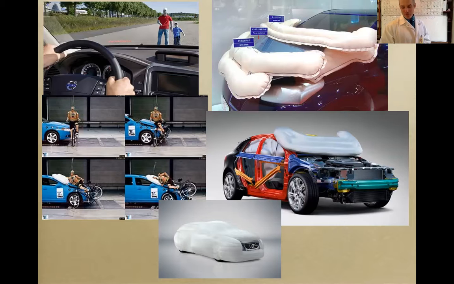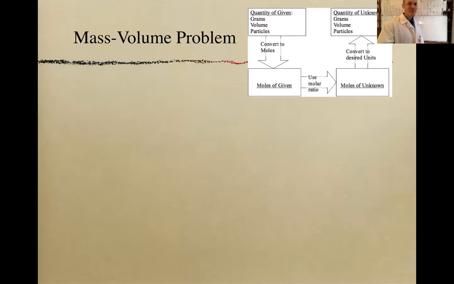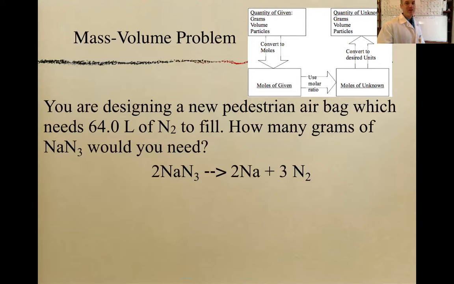But let's say you're working for Volvo and they have a job for you where they need you to develop an airbag system for their new car. What they tell you is that you have a pedestrian airbag that requires 64 liters of nitrogen. So to fill up across the windshield and cushion the blow of an impact, you need an airbag of 64-liter volume, and they need to know how much sodium azide you would need in order to do that.